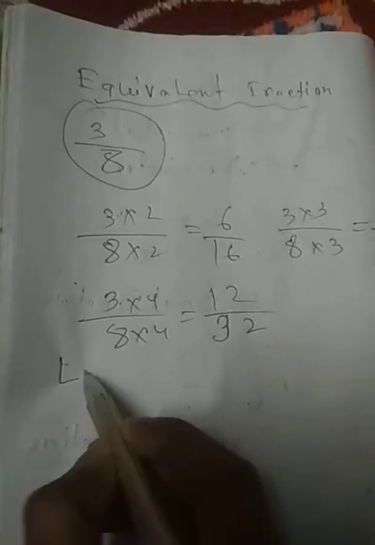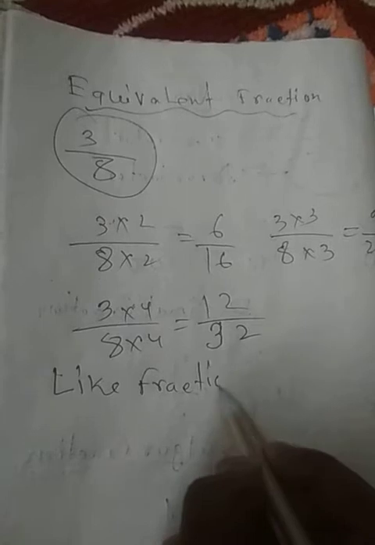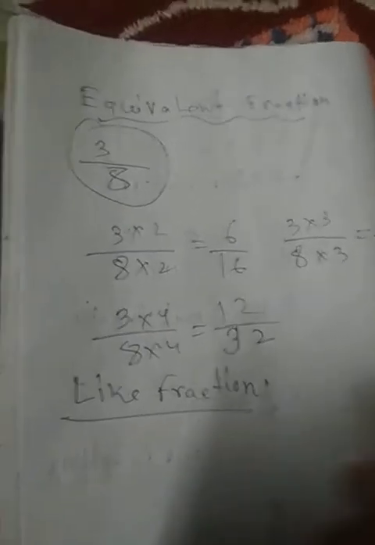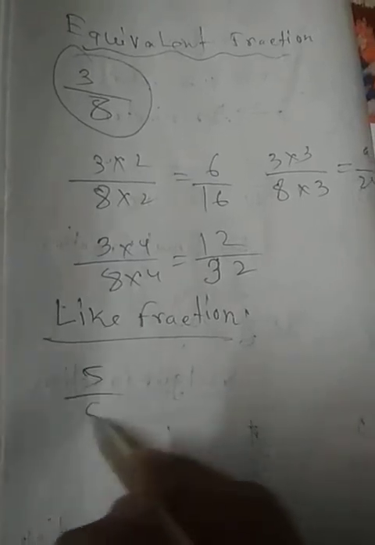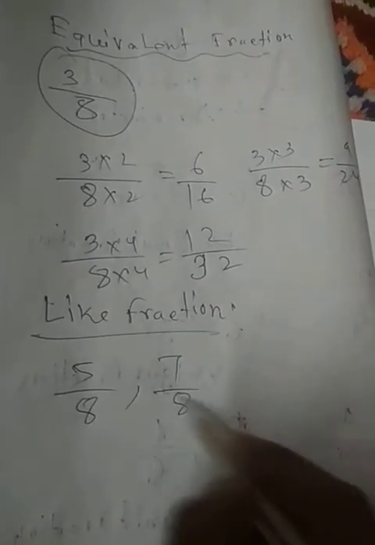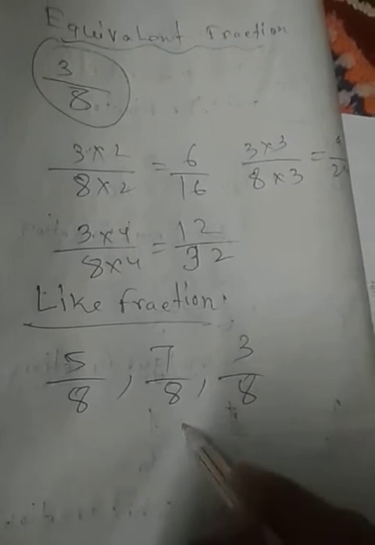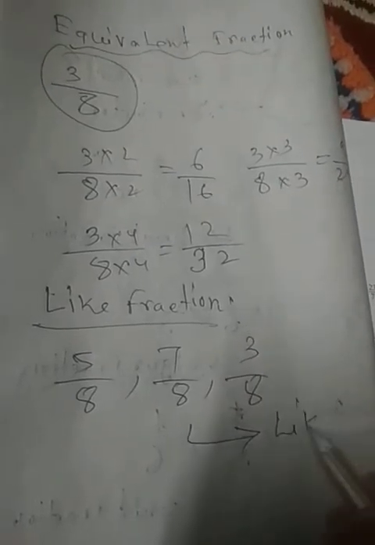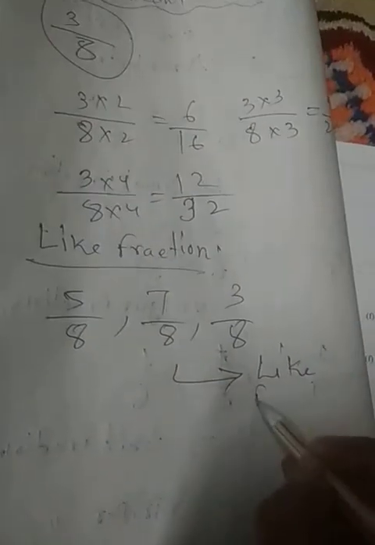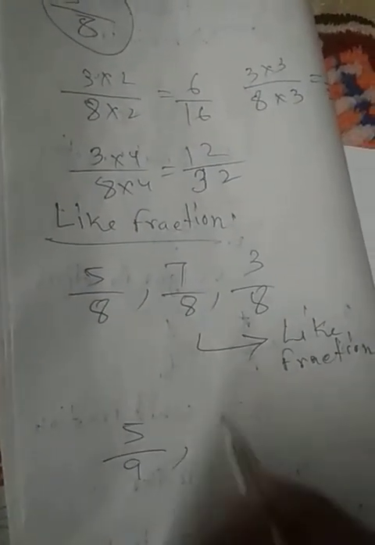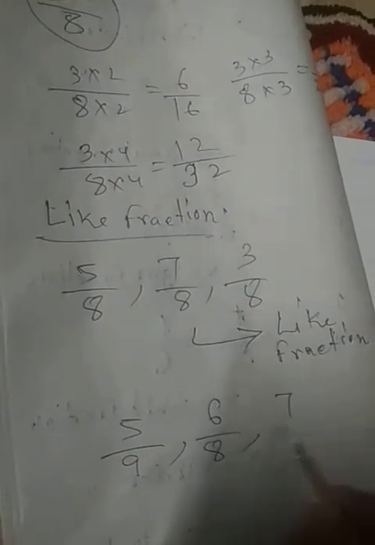Next, like fraction and unlike fraction. If the denominator is the same, like 5 by 8, 7 by 8, 3 by 8, these are known as like fractions. If they are different, like 5 by 9, 6 by 8, 7 by 13, these are known as unlike fractions.